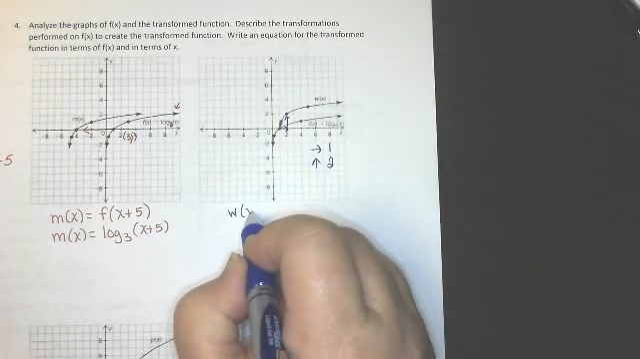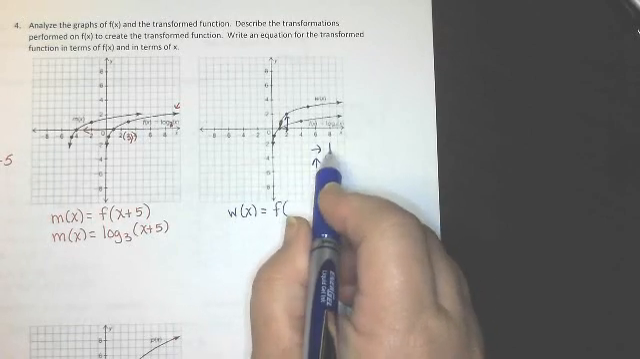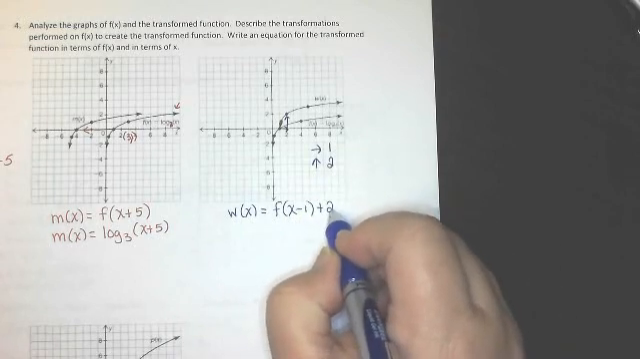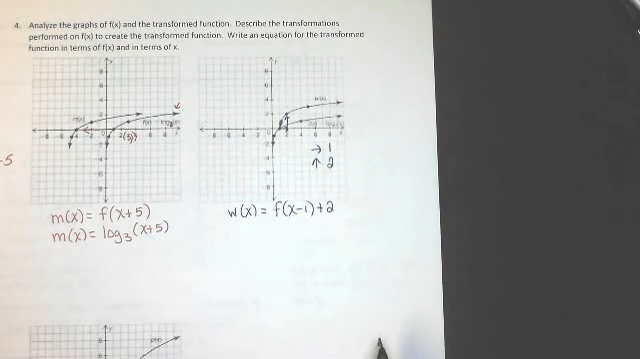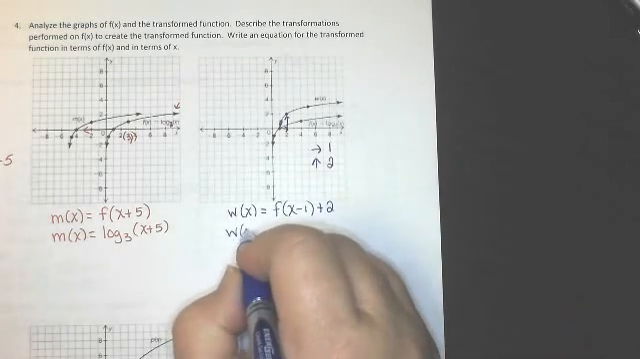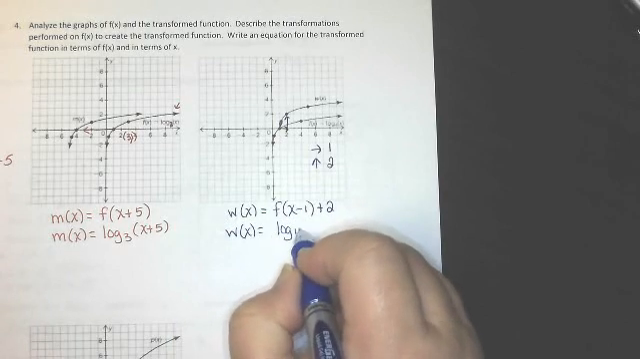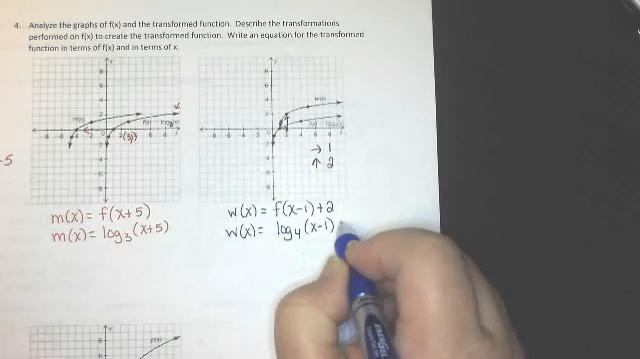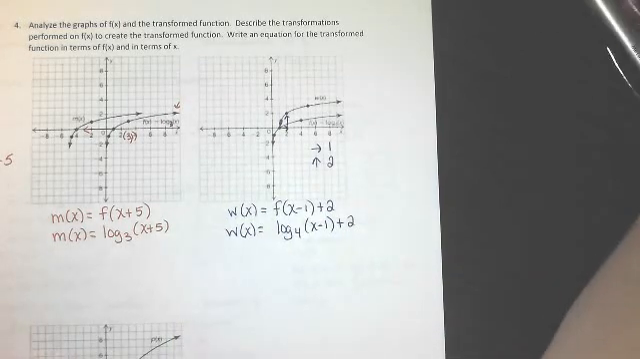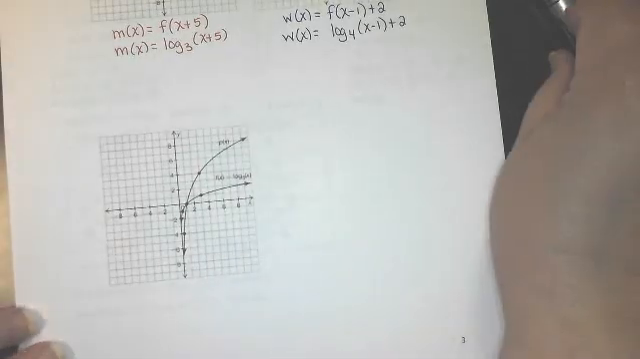So let's write w of x in terms of f of x. If I go to the right 1, that should look like x minus 1, and then up 2. That's in terms of f of x. Now we'll write the actual function in terms of x, and that would be log base 4 of x minus 1, and then plus 2. So instead of the f, I actually wrote the function. All right, let's do the next one.